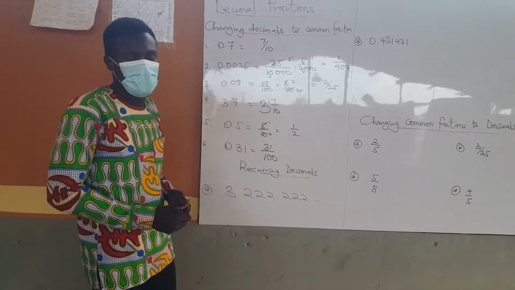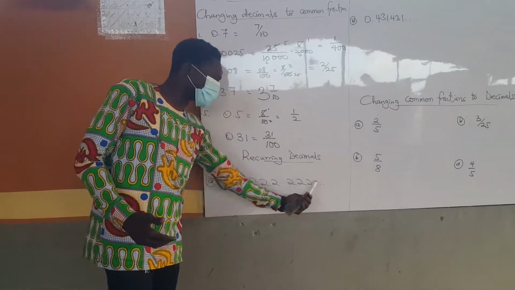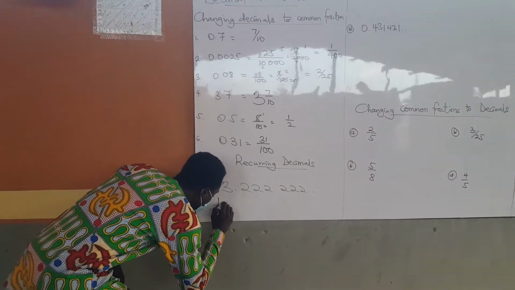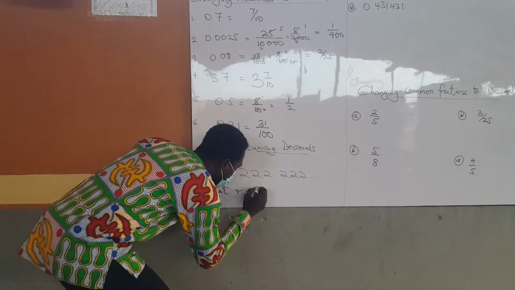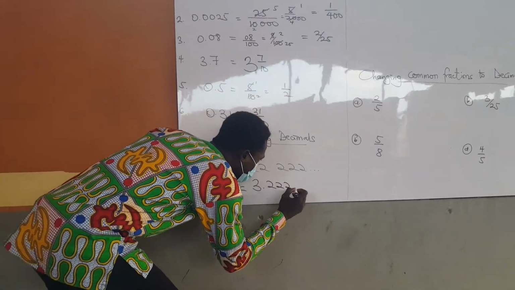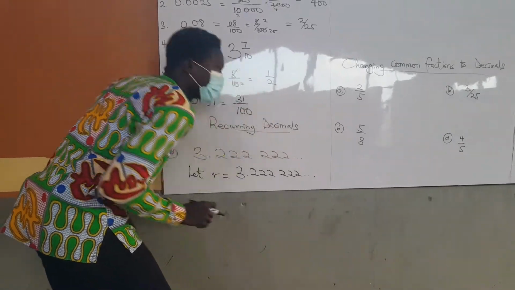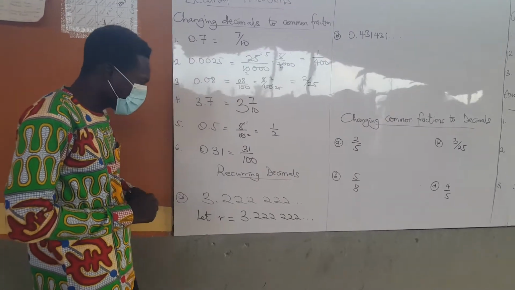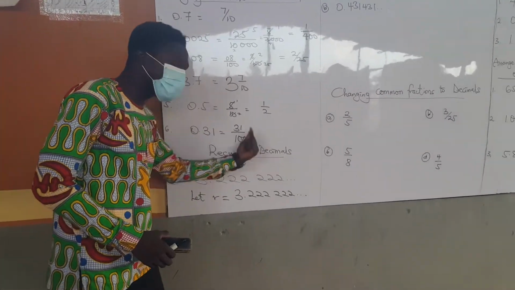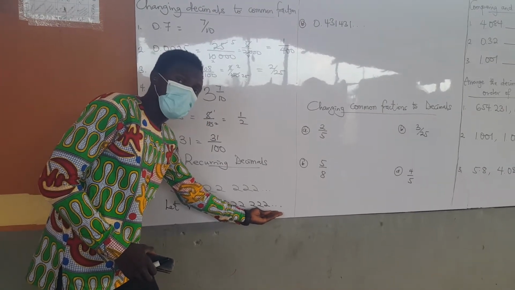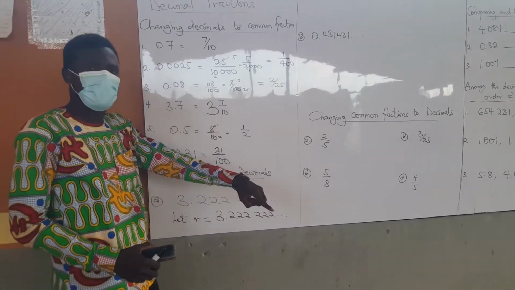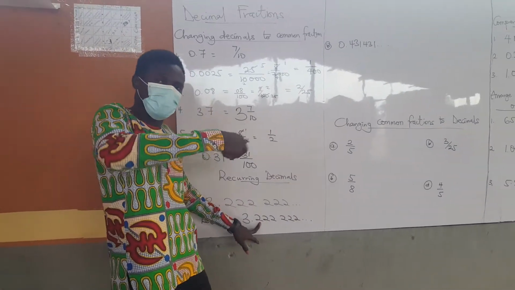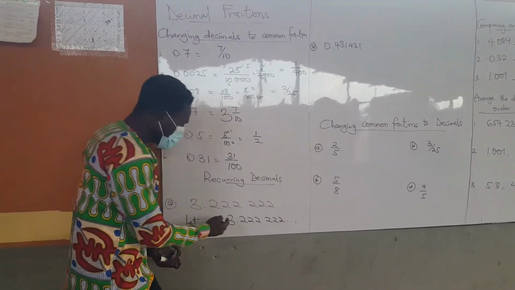Now, to change this into a common fraction, this is what the question gave us. So we are going to let a variable represent this. Any variable at all. So let's say, let R be equal to what we have been given, 3.222222. Now remember, the 2 repeats itself forever. Good. Now, after letting R represent this number, look at the first number after the decimal point.